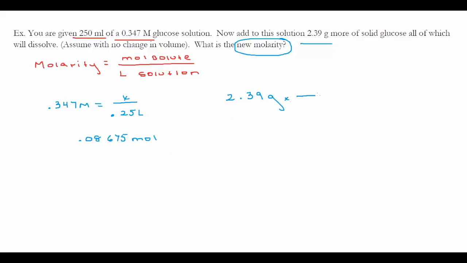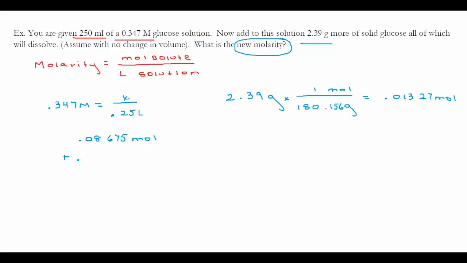To go from grams to moles, I'm going to put 1 mole up top, and I'm going to put the molar mass of sugar, C6H12O6, the glucose, on bottom. So it's going to be 180.156. And so what I find for the total number of moles in 2.39 grams of your solid glucose is 0.01327 moles. And so I'm going to add these two values together.